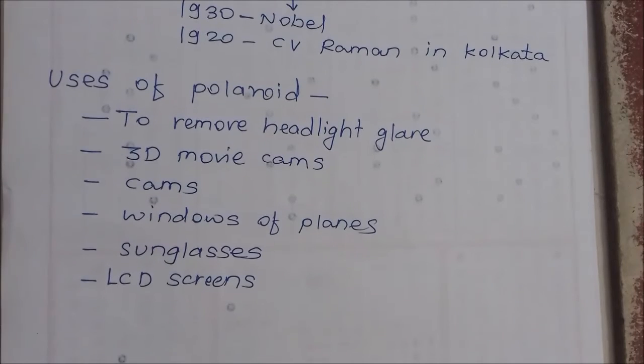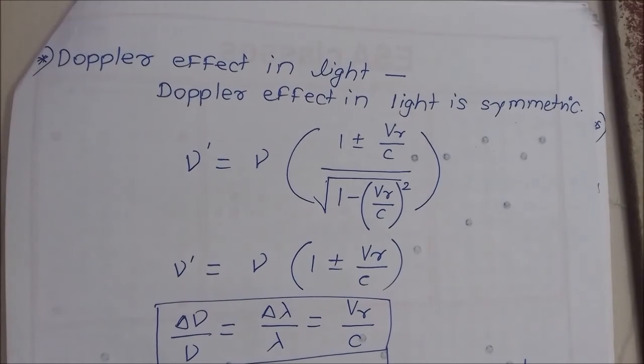Then uses of Polaroid. Polaroid shows dichroism. To remove headlight glare, for 3D movie cameras, for photographic cameras, for windows of planes, for sunglasses, and for LCD screens, Polaroids are used. Then Doppler effect of light.